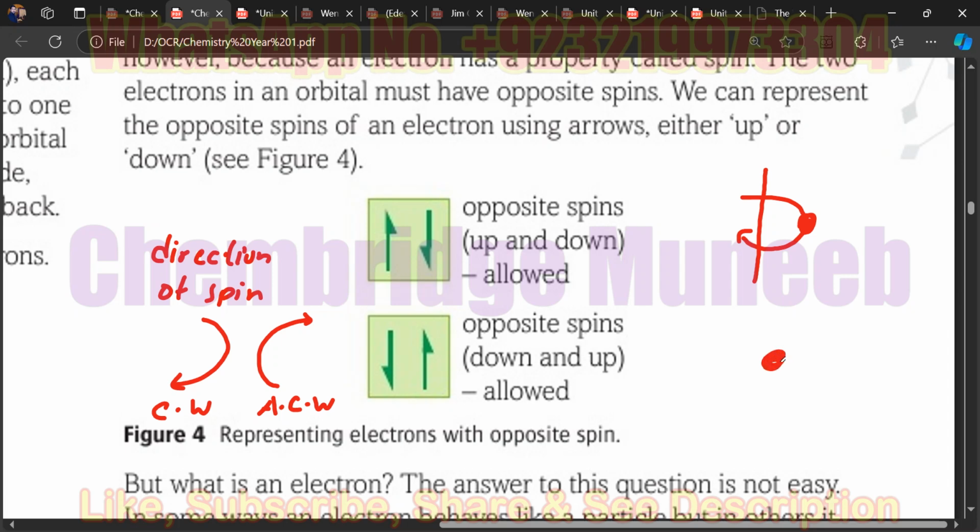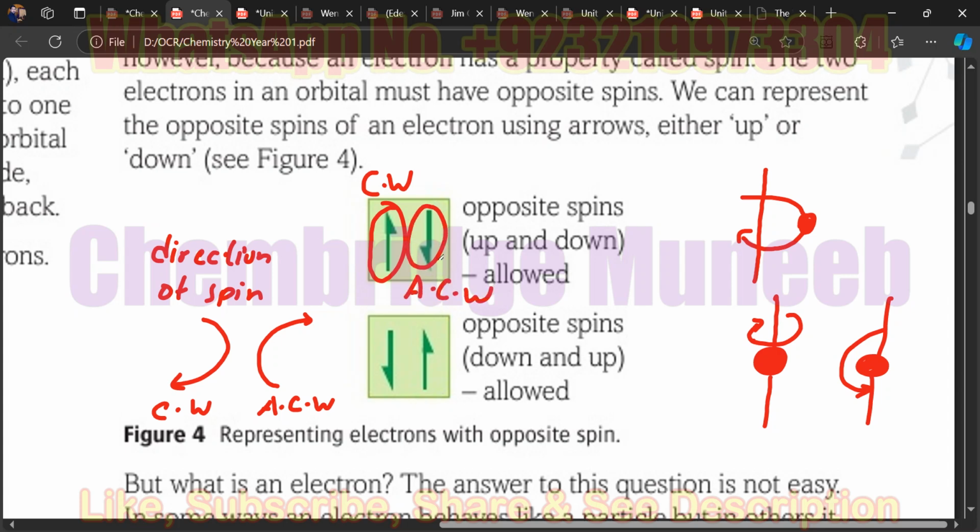If I make a large size, this one sphere is representing one electron. This electron will be spinning on its own axis. It can be either clockwise direction or anti-clockwise direction. Are you getting the point? Yes. So these are basically the spin directions. We represent these directions of clockwise and anti-clockwise using these arrows. The upward arrow represents the clockwise direction and the downward arrow represents the anti-clockwise direction.